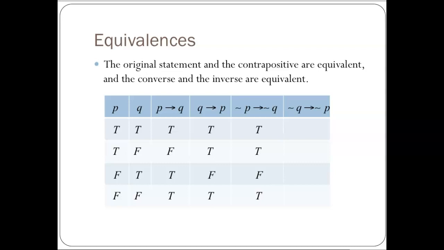And then the last one: not Q implies not P. Again, the only place where this is going to be false is if you have a true statement implying a false statement. Looking at the Q column, not Q is true in that second row, and not P is false in the second row. So this is going to be false on that second row, but true everywhere else: true, false, true, true.